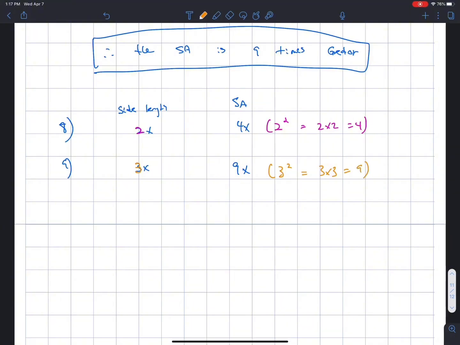So that's the pattern that we can use to answer question 10. When the side length is n times as much, the surface area will just be n squared times as much. So the answer for 10 is going to be n squared times greater.